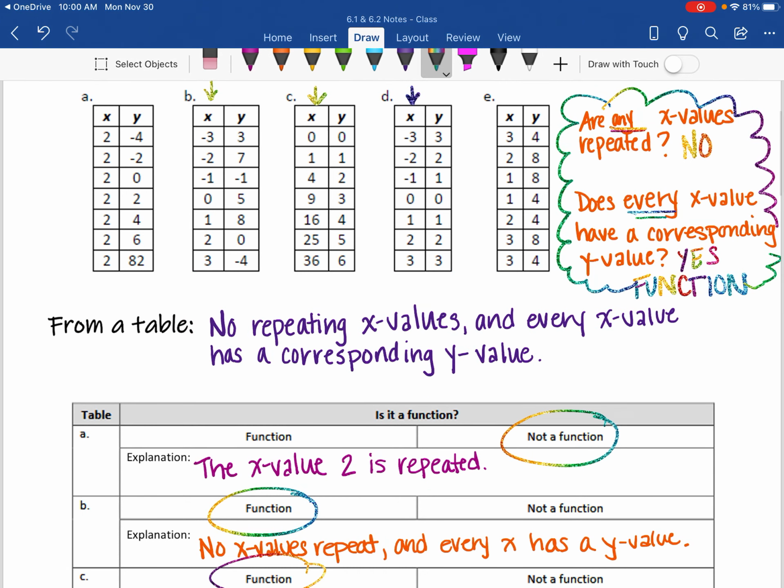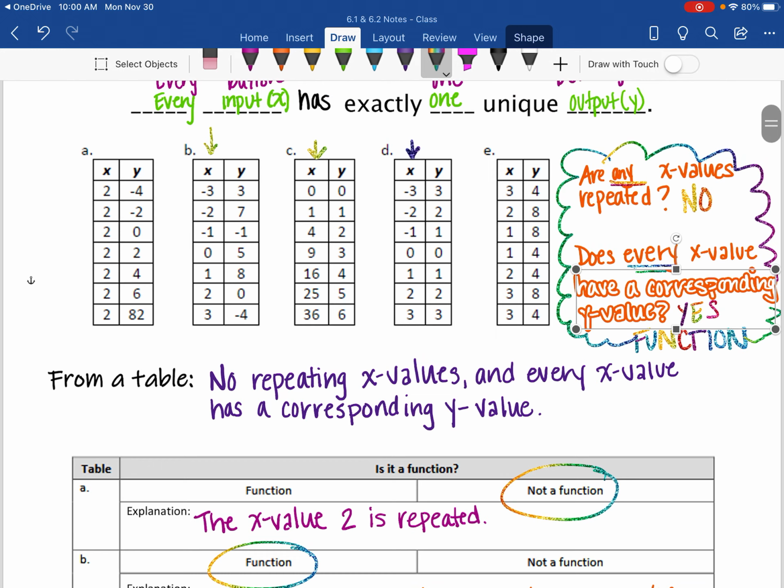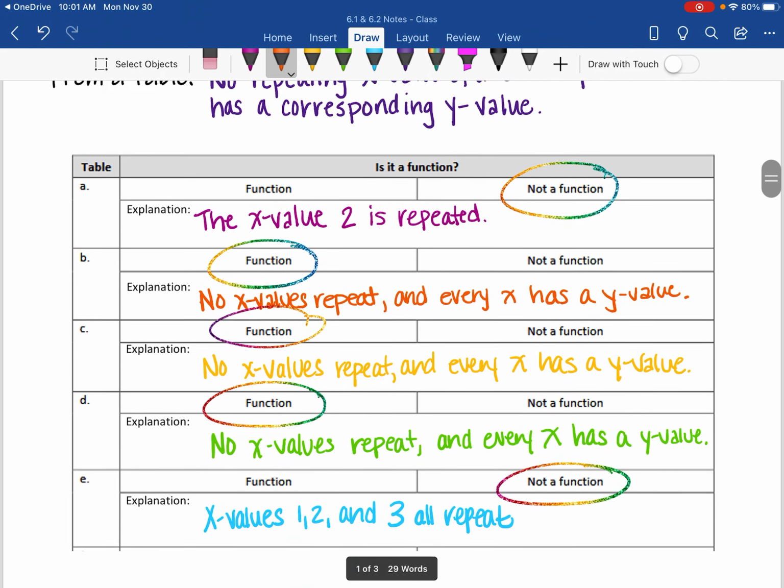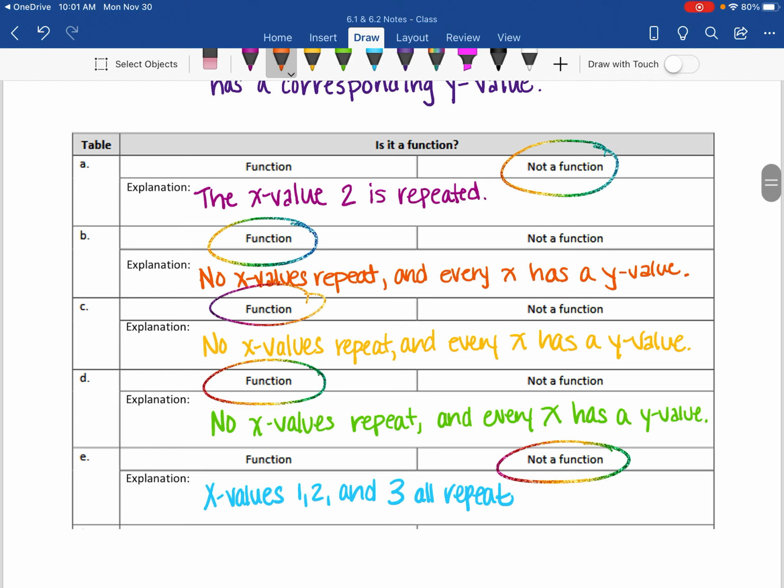Okay, we're going to go back up to look at E, and if we look at the x column, you can see that we have 3 repeating. You can see that we have 2 repeating. And we also have 1 repeating. So because those x values are repeating, this is not a function. Okay, so the x values 1, 2, and 3 all repeat, not a function. Okay, short, sweet, quick. You should be able to just look at the table and tell.